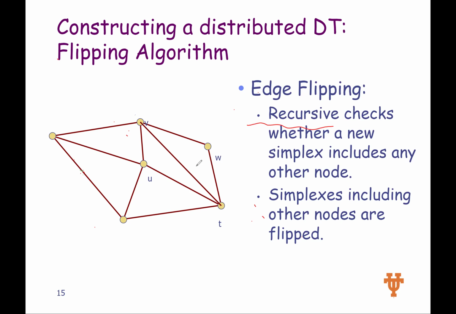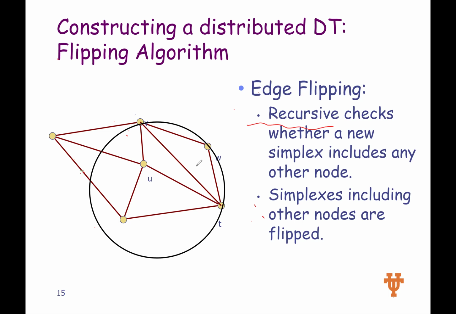So let's look at how we can construct a DT. There is an algorithm called the flipping algorithm, which works like this. For example, if U knows all those nodes, and this is a local DT, how can we determine whether it's a Delaunay triangulation or not? To construct a Delaunay triangulation, we always start from a random triangulation. So this is a random triangulation. And then for every triangle in this triangulation, we calculate the circumcircle.